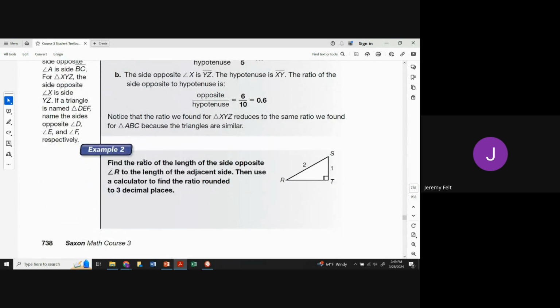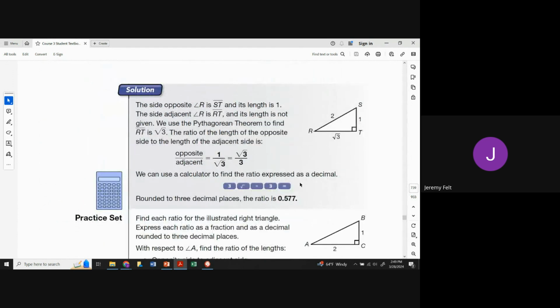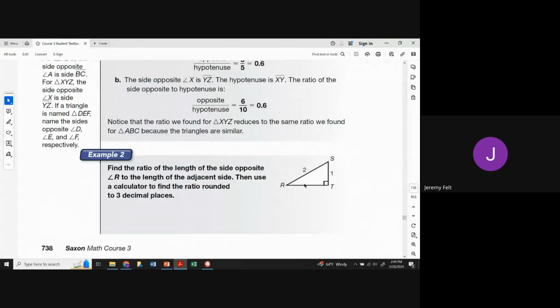If we're looking at this triangle over here on the right, find the ratio of the length of the side opposite angle R to the length of the adjacent side. Then use a calculator to find the ratio to three decimal places. So for angle R, opposite is 1. The adjacent side we don't know, but we could use the Pythagorean theorem: a squared plus b squared equals c squared.